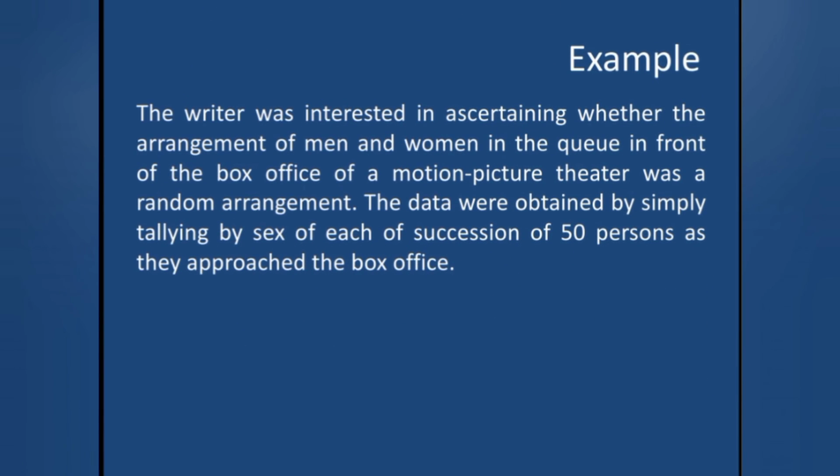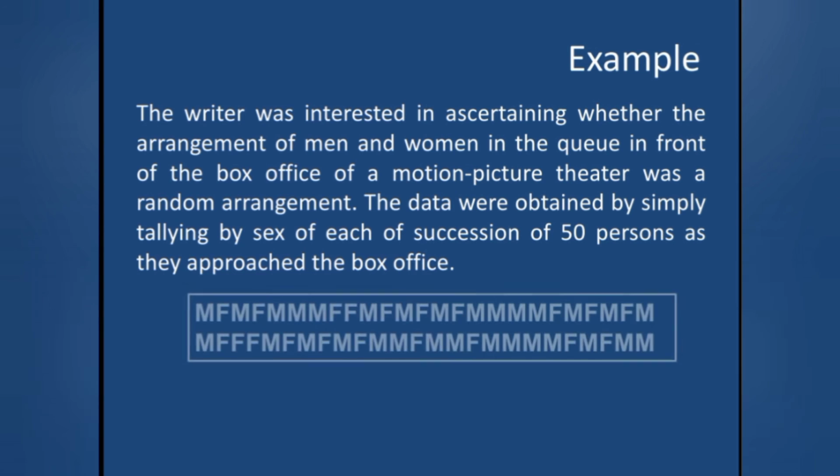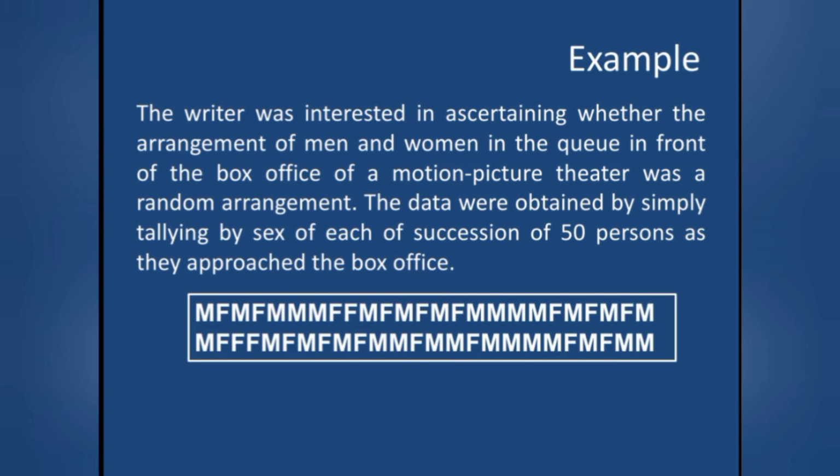For our example number 2, this example is for the large samples. The writer was interested in ascertaining whether the arrangement of men and women in the queue in front of the box office of a motion picture theater was a random arrangement. The data were obtained by simply tallying by sex of each of the succession of 50 persons as they approach the box office. And this is our data.